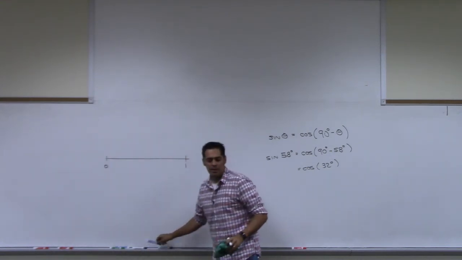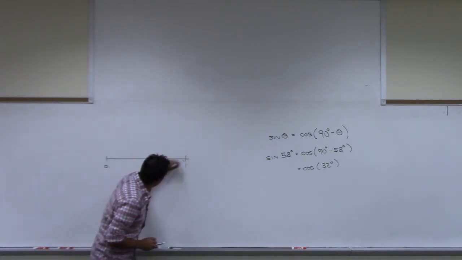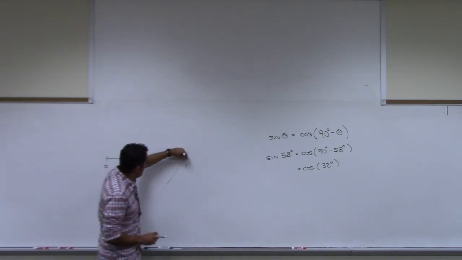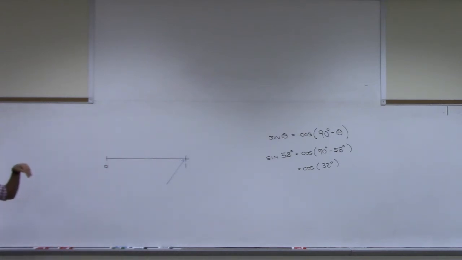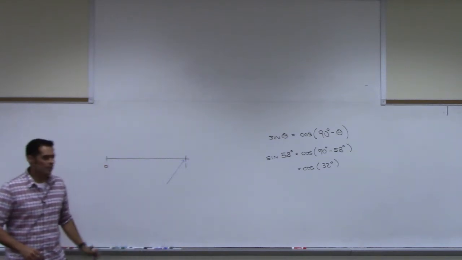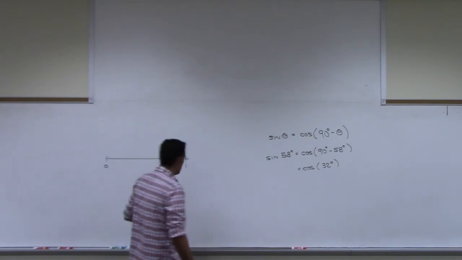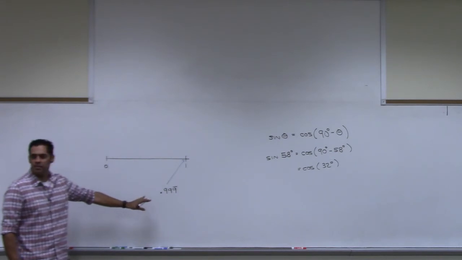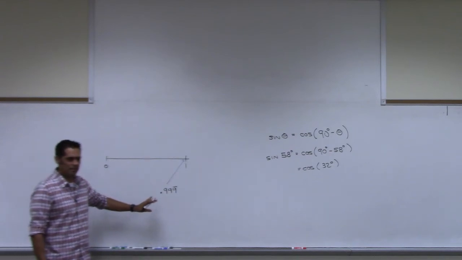Okay, does anybody know what the number is right next to 1? So you have the number 1 on the number line, right? What's the number right next to it? Yeah, it's smaller than 1, but what's the number? Point what? 0.99? 0.999 forever? Does that seem like a good candidate for this? That seems reasonable, doesn't it? Yeah? Okay.